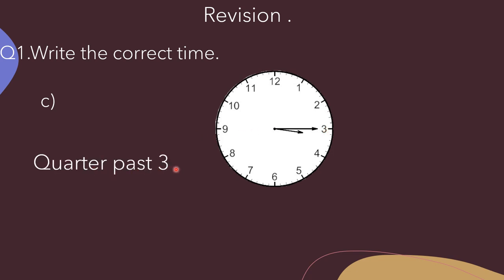Or in another way, how can we write it? 3 hours have been completed here, and to know the minutes, we will multiply 3 by 5. So 3 multiplied by 5 is equal to 15. So in another way we can write 3 colon 15. Or another way to write it is 15 minutes past 3, because here quarter means 15 minutes.